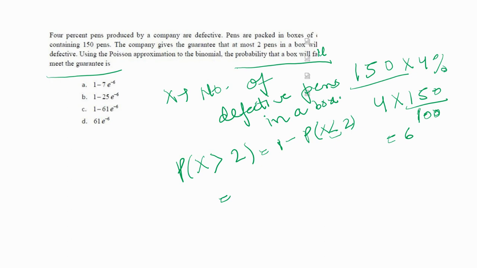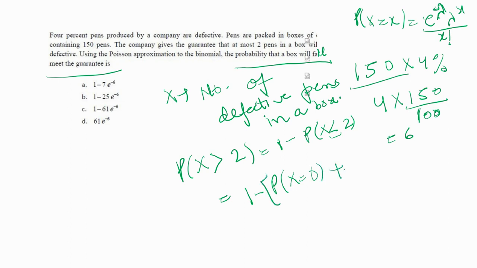Now once you understand the question, it is very easy to formulate it, and once you formulate it, all you need to do is put in the values. So I will again write: P of x is equal to x is e to the power minus lambda, lambda to the power x divided by x factorial. This is the formula for this question. So x less than or equal to 2 means x is equal to 0 plus x is equal to 1 plus x is equal to 2.